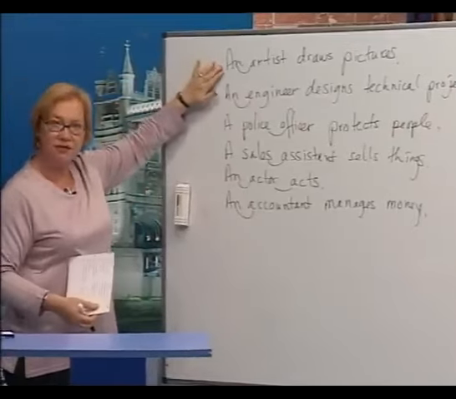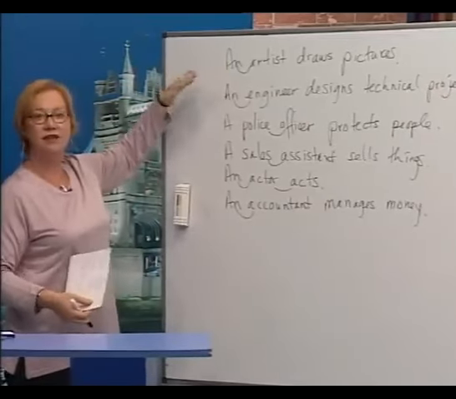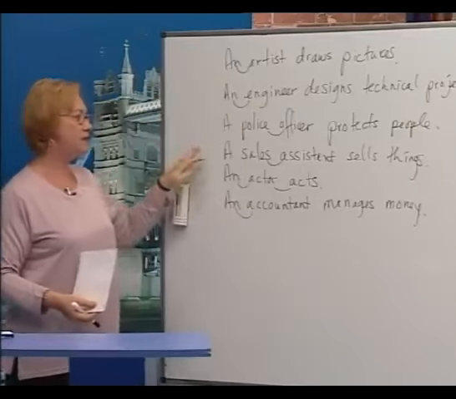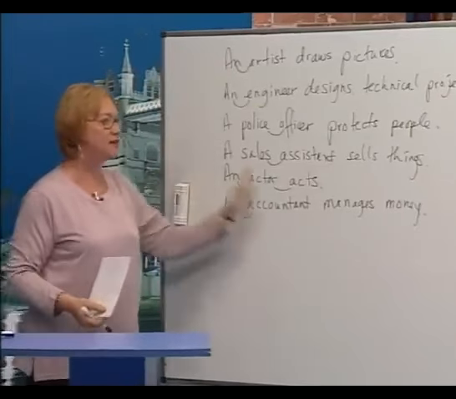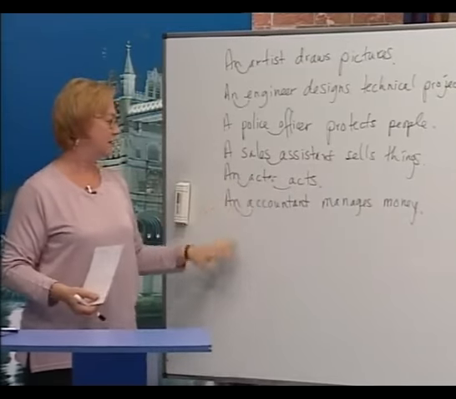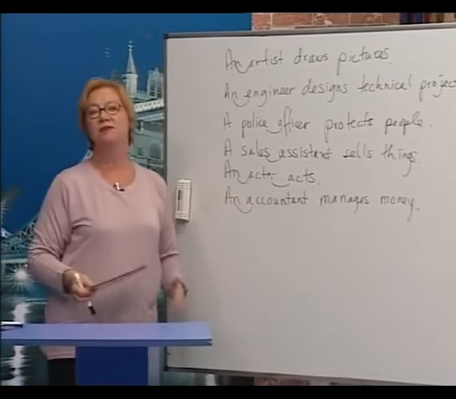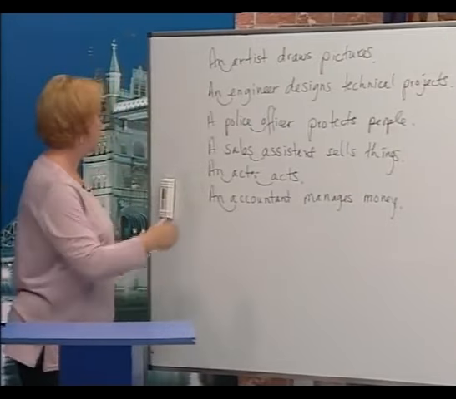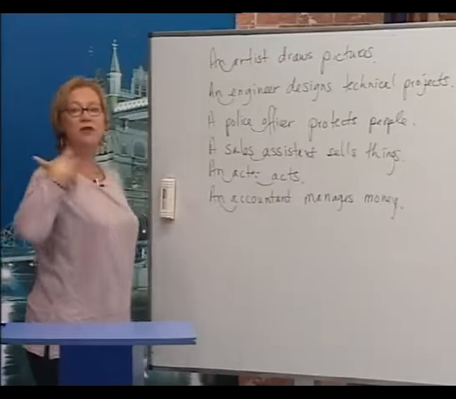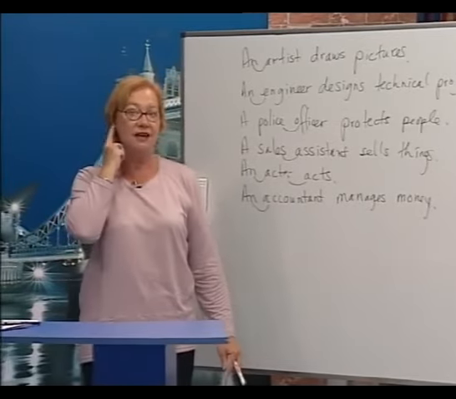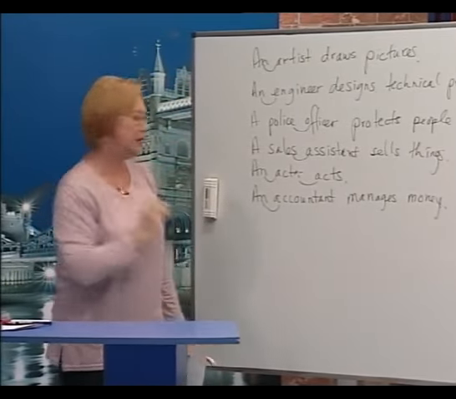An artist draws pictures. An engineer designs technical projects. A police officer protects people. A sales assistant sells things. An actor acts. An accountant manages money. Okay, so this is pretty normal. Now, I want to work on a different kind of pronunciation, the sounds of A and E.